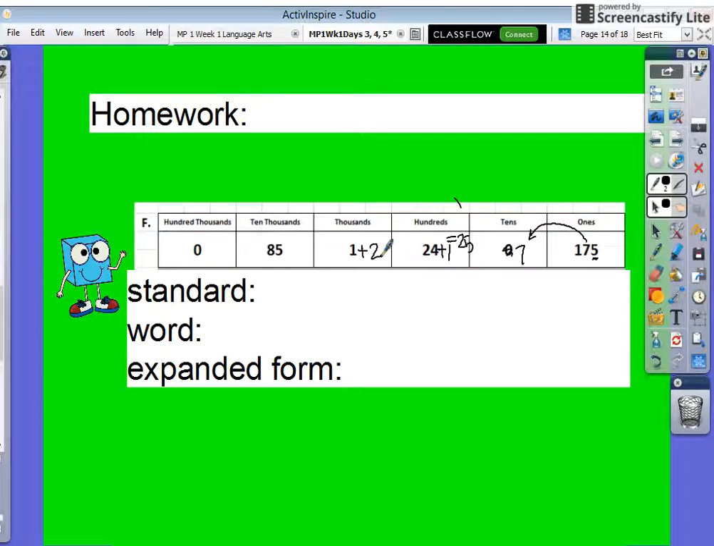Okay. So you can pause the video now to help you complete your homework. And remember, at any time, you can go back and rewatch this video. For this specific problem, you need to complete the standard, word, and expanded form for your homework. You don't need to write this whole chart if you don't want to. It might help you to write the actual chart. But I'll be looking and checking the standard, word, and expanded form tomorrow in your homework.